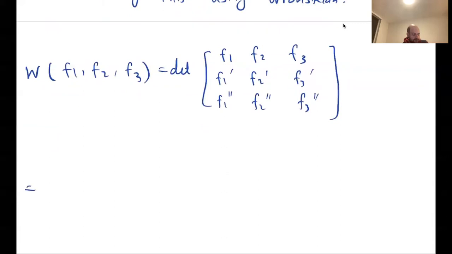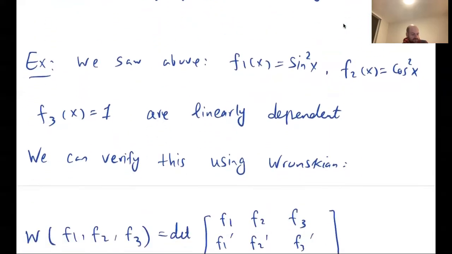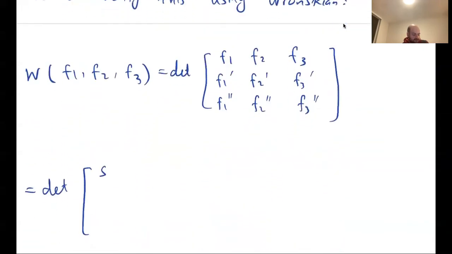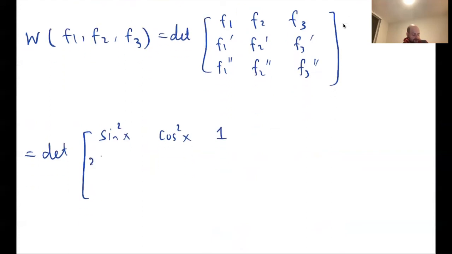So this is going to be the determinant where F1 is sine squared, F2 is cos squared, and F3 is 1. So the first row is just the functions sine squared x, cos squared x, 1. Then we have the derivative of sine squared, which is 2 sine x cos x. And then the derivative of cos squared, which is minus 2 sine x cos x. Derivative of 1 is 0.